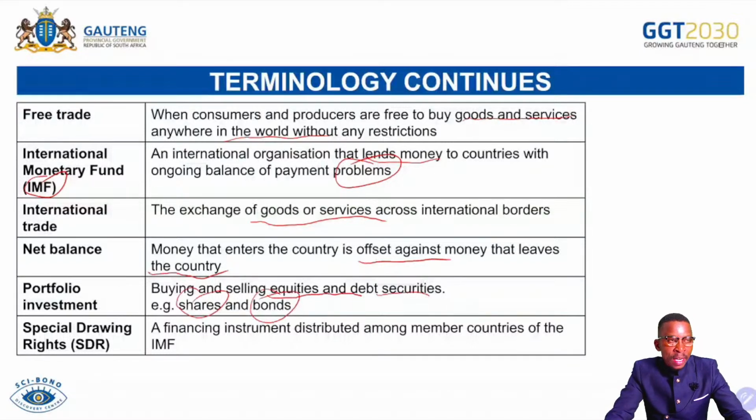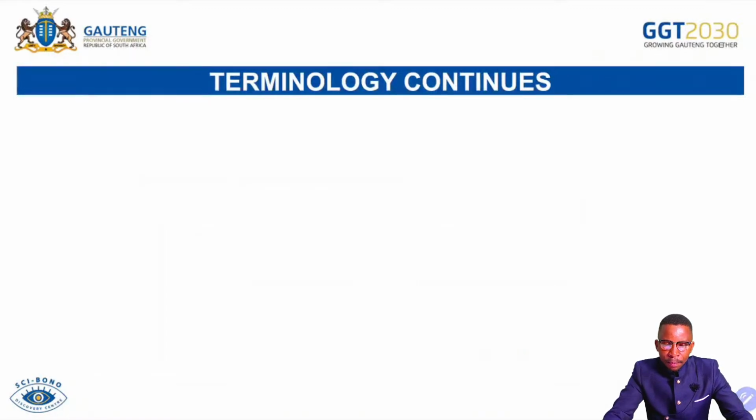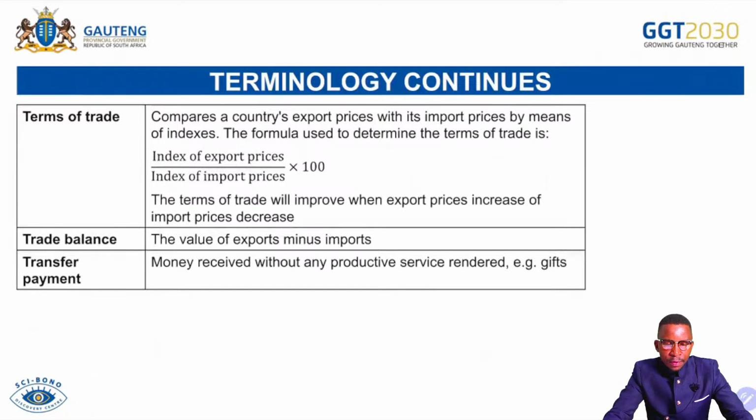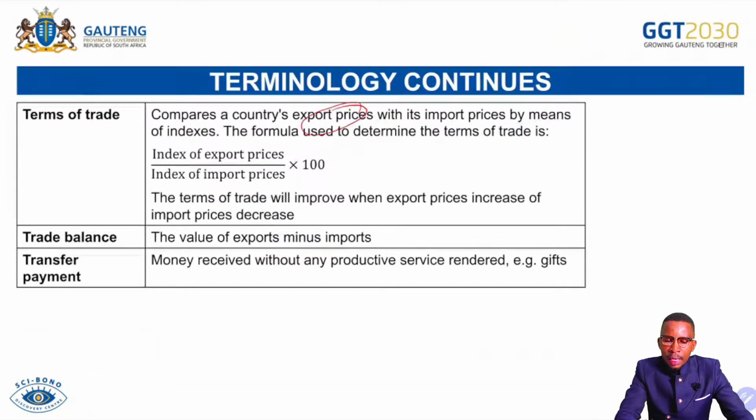Special drawing rights, or SDR. It's a financing instrument distributed among member countries of the IMF. SDR is given by the IMF to its members for any financing issue that they have. So it's offered only to member countries of the IMF. Then we continue with terms of trade. It compares the index of export prices to the index of import prices. So this is the formula. It will be discussed in the next lesson.